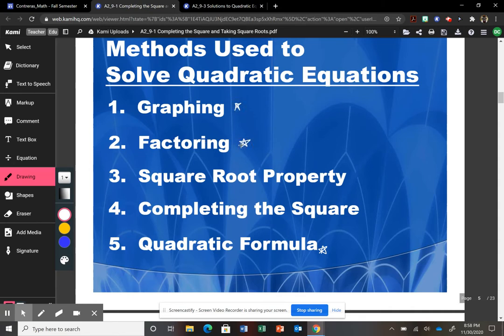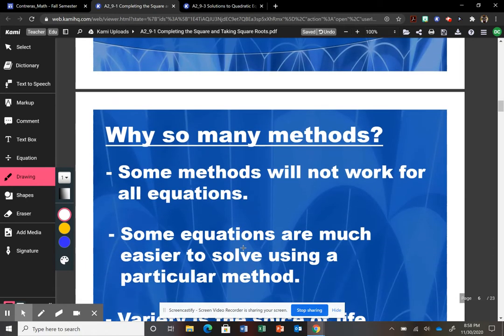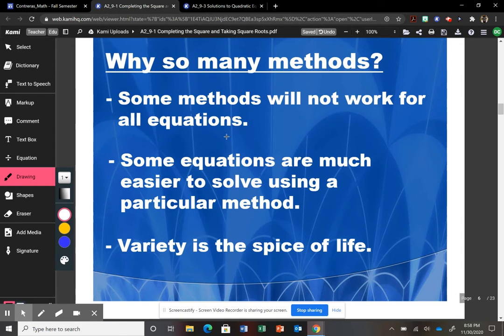Practice that. Next, we're going to go over the square root property and completing the square. I might show one example of the quadratic formula at the end, but for now, we're going to really get into it in the next video. Okay, so why so many methods? Some methods will not work for all equations, and some equations are much easier to solve using a particular method.